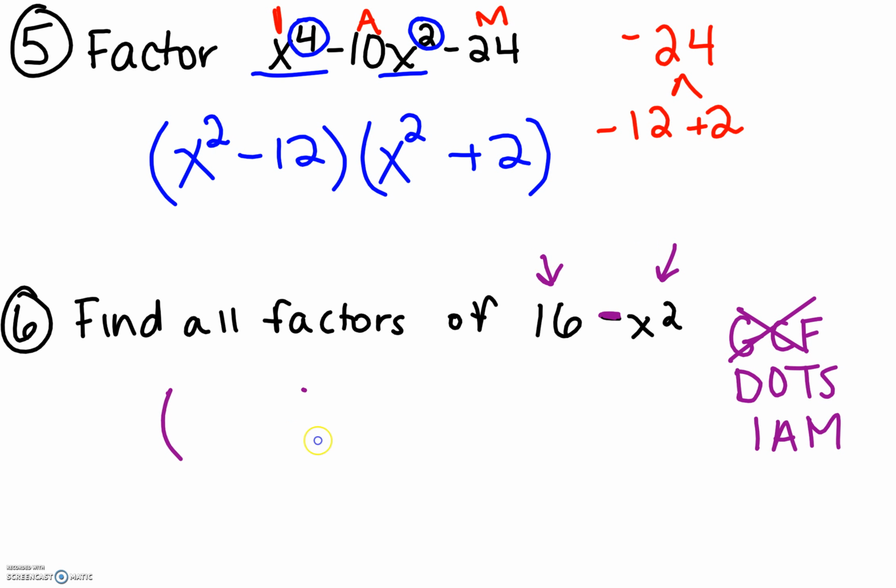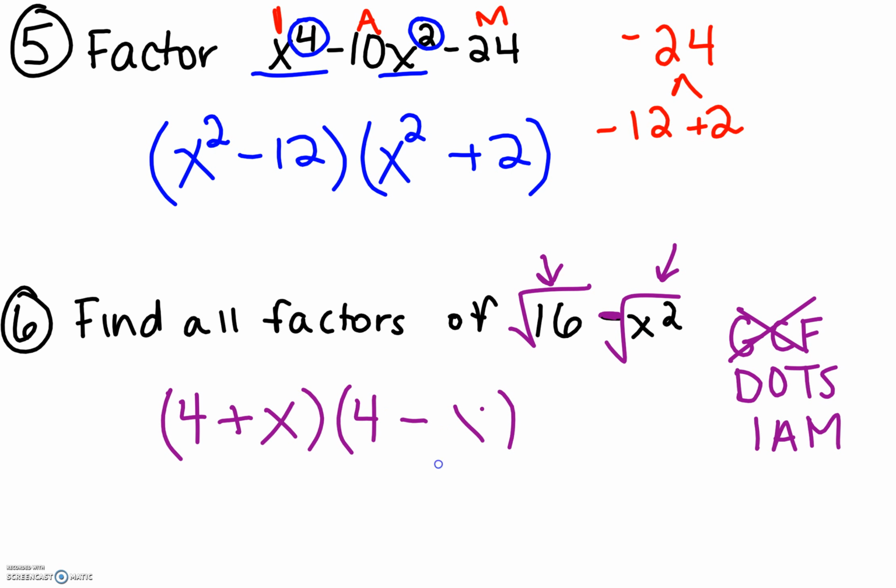So once we know it's a DOTS problem, we're going to set up our factor bubbles, put a plus sign and a minus sign, and then take the square root of 16, which is 4, then take the square root of x squared, which is just x.